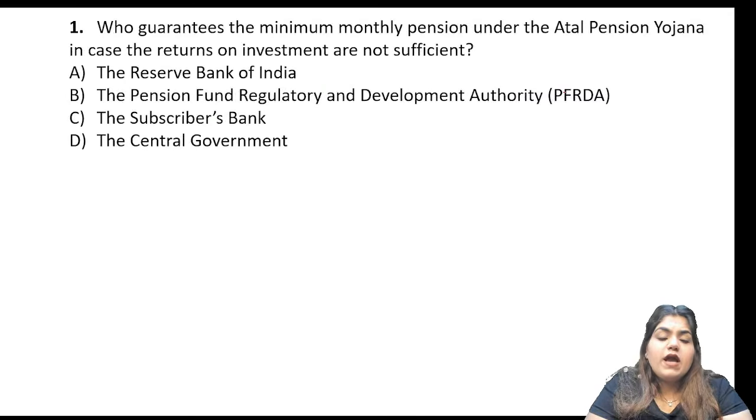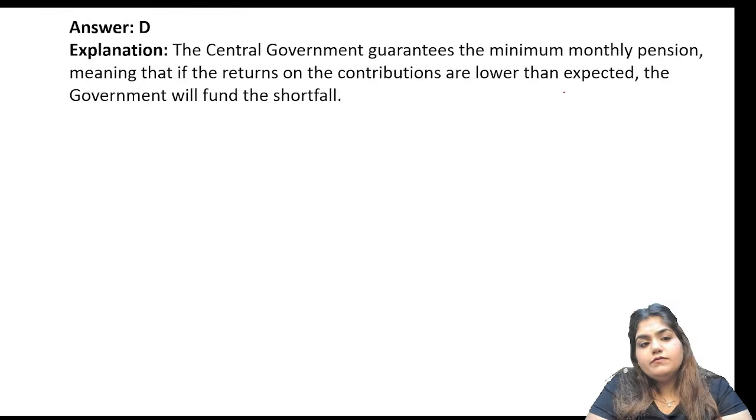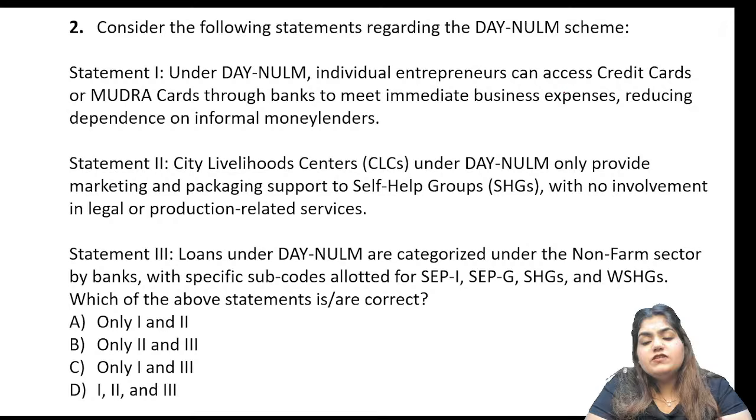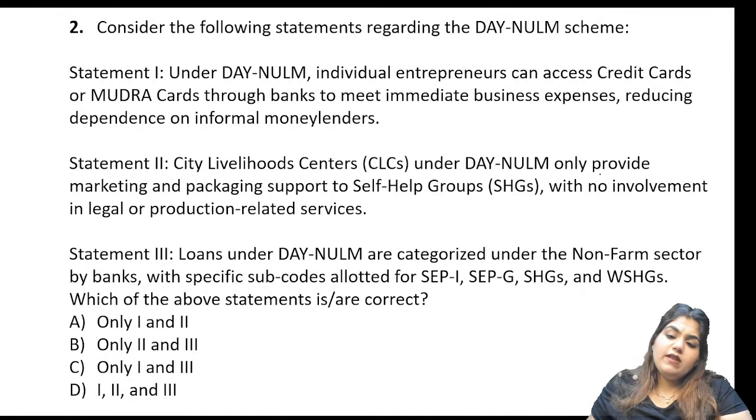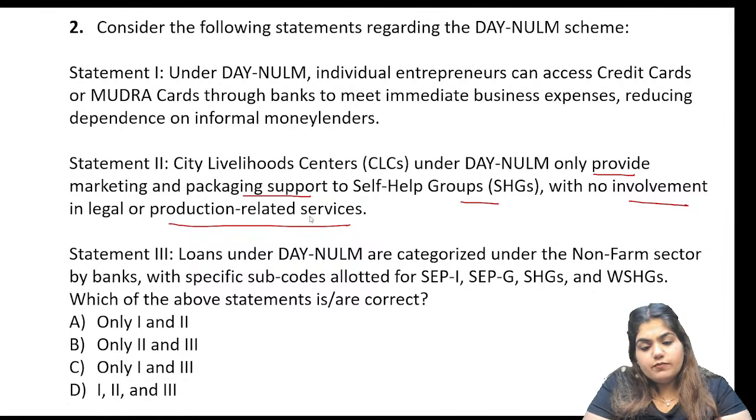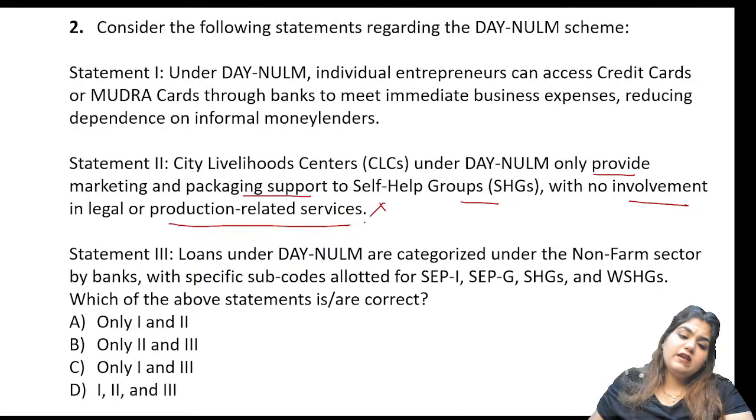Next question. Who guarantees the minimum monthly pension under the APY? It is the central government. Consider the following statements regarding DAY-NULM. City livelihood centers under DAY-NULM provide marketing and packaging support to self-help groups with no involvement in legal or production services. This is incorrect. Their role is not limited to marketing and packaging. Statement number 2 is incorrect. 3 is correct. That will give us C as the correct answer.